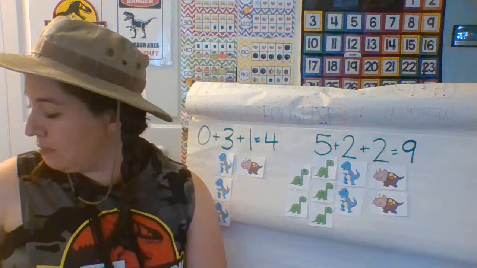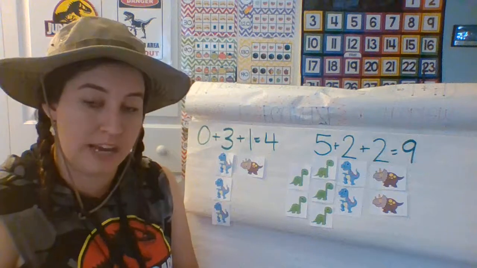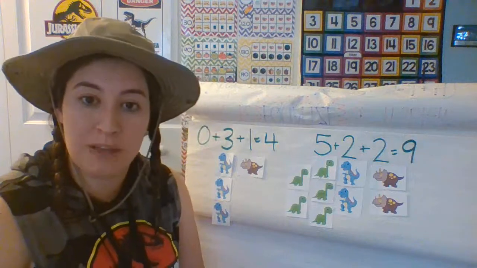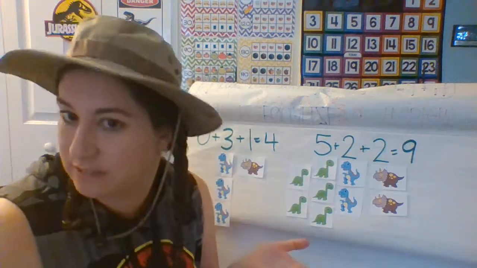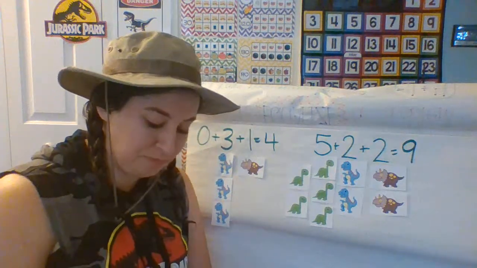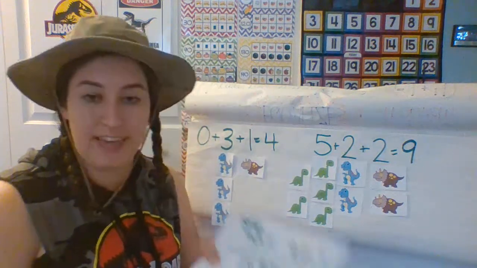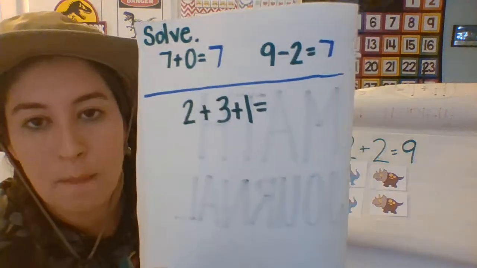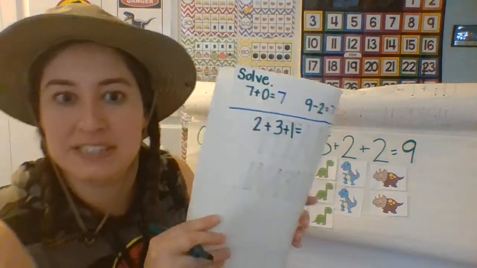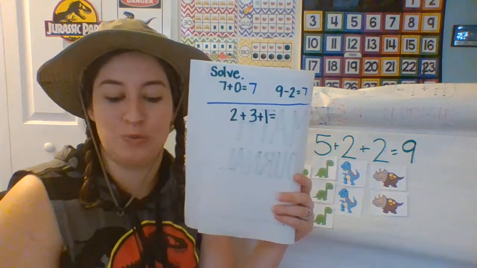So let me give you your problem of the day today. I highly suggest that you either use your cubes to help you or you draw a little picture, kind of like how I made my pictures underneath. You don't have to draw dinosaurs though, you can just draw dots. Dots are just fine. But let's do 2 plus 3 plus 1. That is your problem of the day today. What is 2 plus 3 plus 1? Solve that problem and send it on over to me, and I can't wait to see it. 2 plus 3 plus 1.